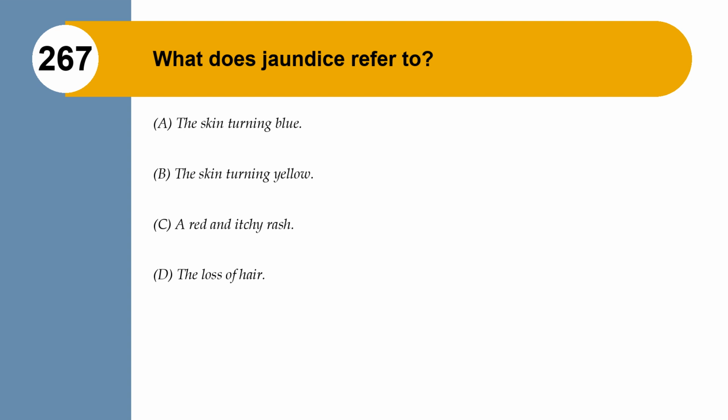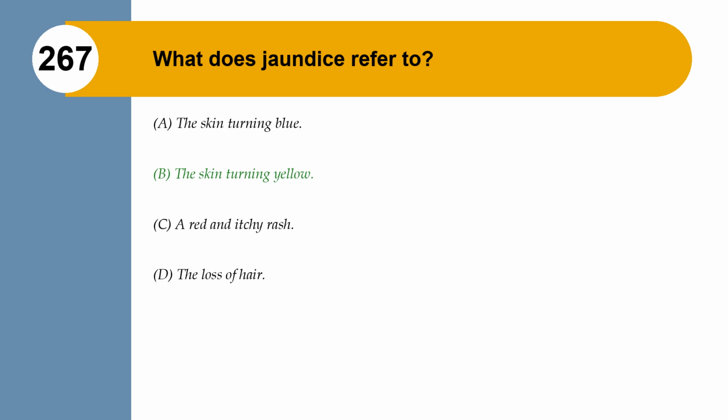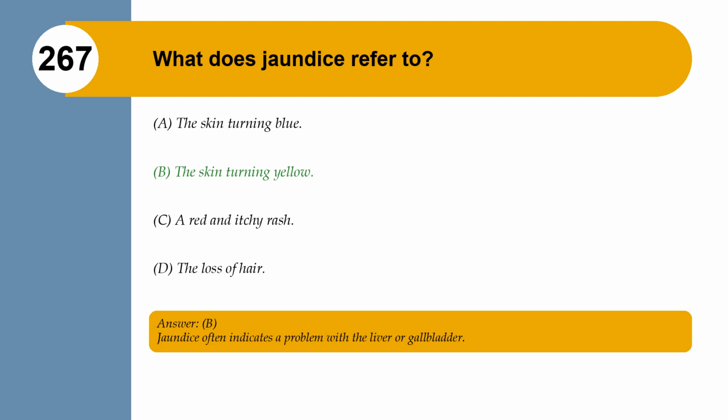Question 267. What does jaundice refer to? Option A, the skin turning blue. Option B, the skin turning yellow. Option C, a red and itchy rash. Option D, the loss of hair. The correct answer is option B, the skin turning yellow. Explanation: jaundice often indicates a problem with the liver or gallbladder.